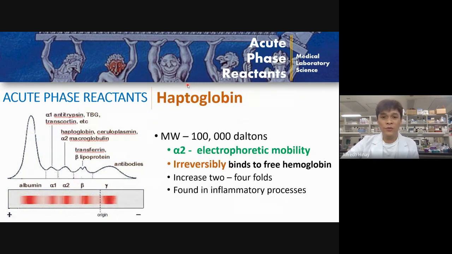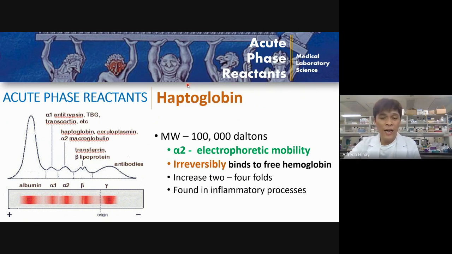Then next, we'll move to your haptoglobin. The molecular weight of your haptoglobin is around 100,000 Daltons. They are located on the alpha 2. You have your alpha 1, then you have your alpha 2, where you have your haptoglobin. Aside from the haptoglobin, we'll also introduce to you ceruloplasmin later.